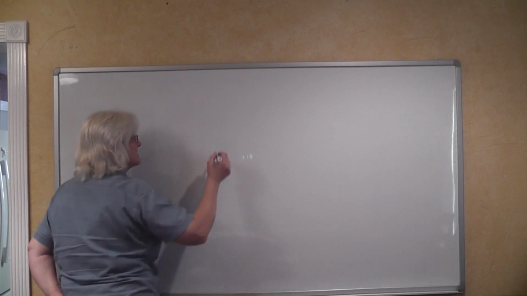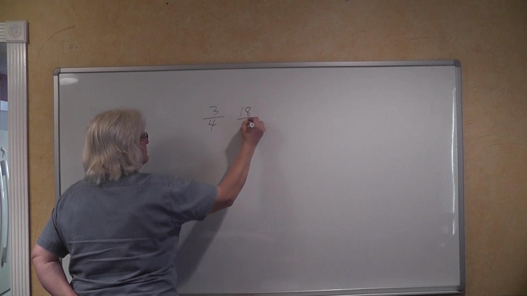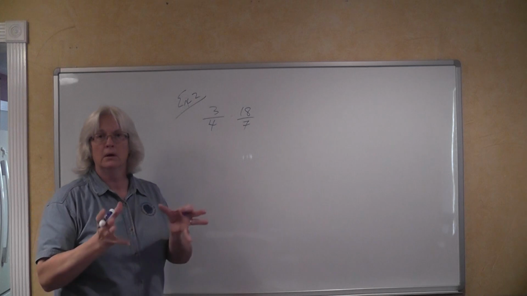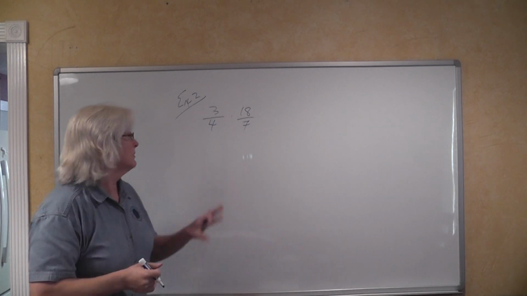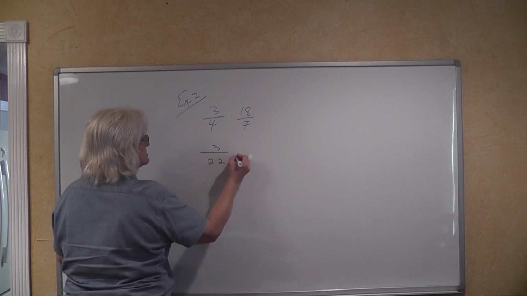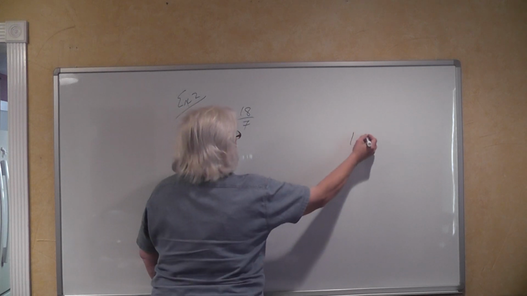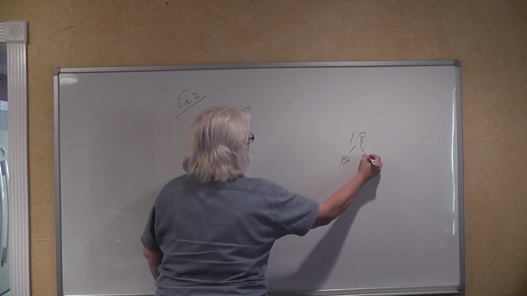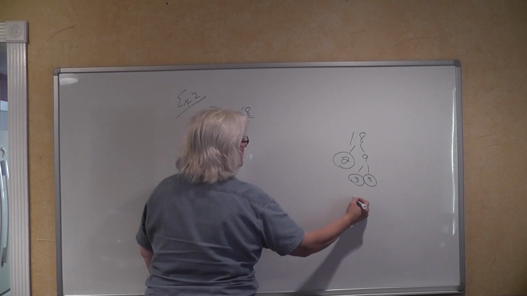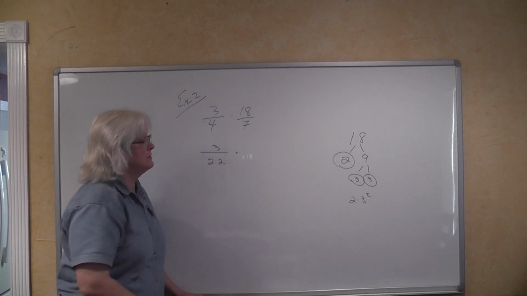Example 2 is 3/4 times 18/7. This is example number 2. What we want to do is write each number as a product of primes. 3 over 2 times 2 times, how does 18 prime factor? It's 2 times 3 squared, because we have 2 times 9, 3 times 3. That's one way that we can come up with the prime factorization of 18.